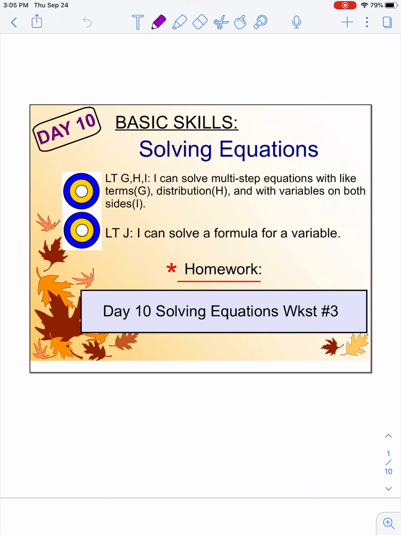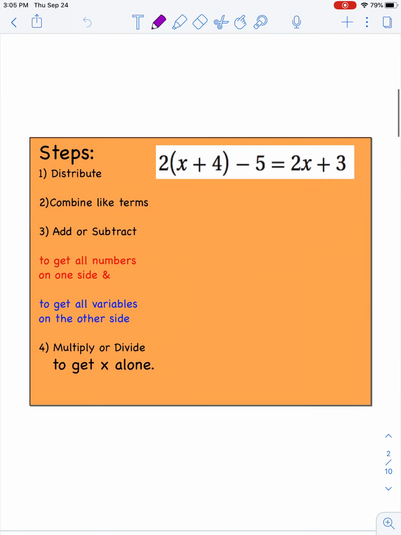Basic Skills Day 10, we're going to solve more equations, and we're going to solve equations like formulas for a specific variable. So here's some more complicated, tricky ones, so let's go through how we do this. Here you can see the steps along the side. These are things that you need to do as you start solving more complicated equations.